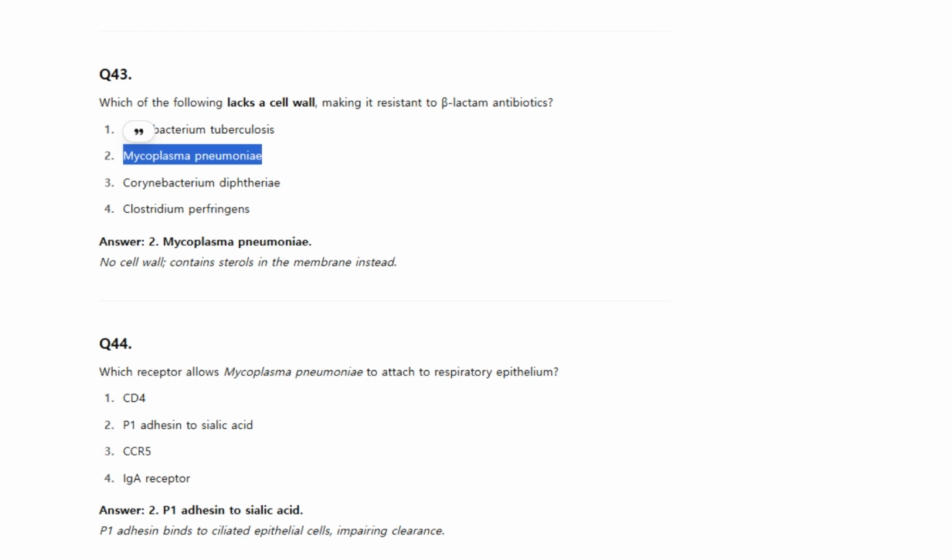Q44. Which receptor allows Mycoplasma pneumoniae to attach to respiratory epithelium? 1. CD4. 2. P1 adhesin to sialic acid. 3. CCR5 or IgA receptor. Answer 2. P1 adhesin to sialic acid. P1 adhesin binds to ciliated epithelial cells, impairing clearance.